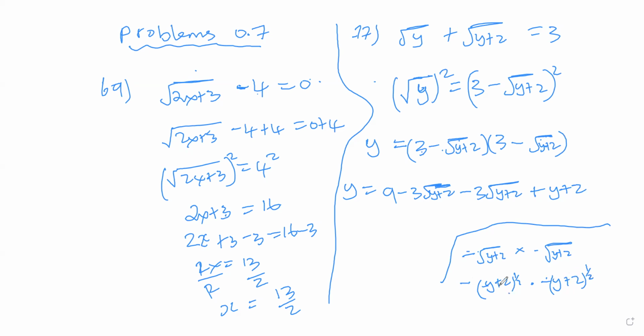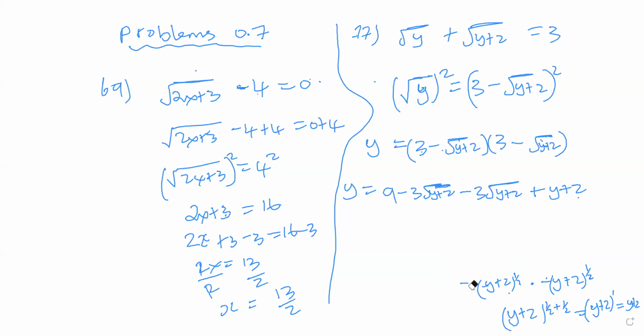They have the same base, so law 1 of exponents permits us to simplify this by adding their powers. So it becomes y plus 2 to the half plus half, which is y plus 2 to the 1, which is just y plus 2. That's how my square root of y plus 2 times square root of y plus 2 becomes y plus 2, by law 1 of exponents. That's how I got that. Okay, so that said, we can then collect like terms.